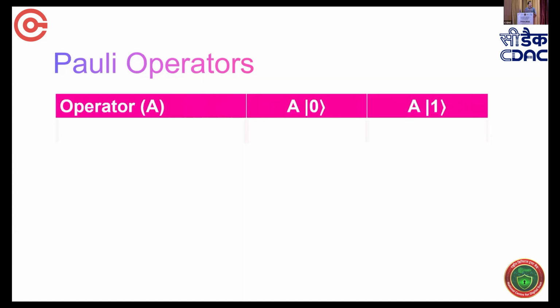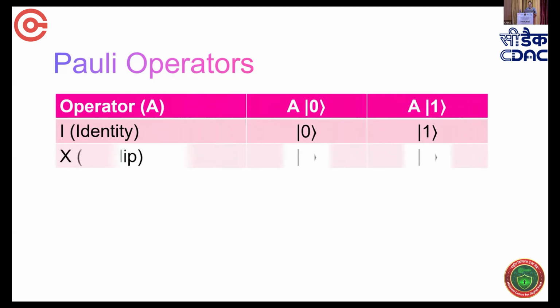Now we'll talk about some operators that can work on any qubit. Usually in classical computers, if you remember, there are gates, like the AND gate and the NOT gate. Similarly, here we have operators which change the state of a qubit from one to another. For example, there is the identity operator, which does nothing. If it is ket 0, it remains ket 0; if ket 1, it remains ket 1.